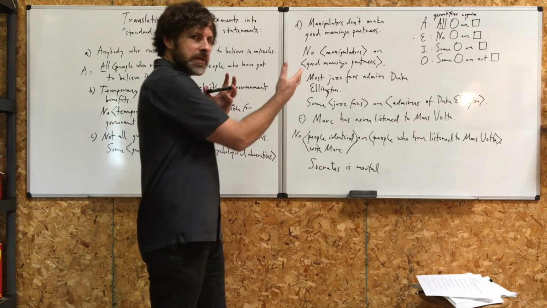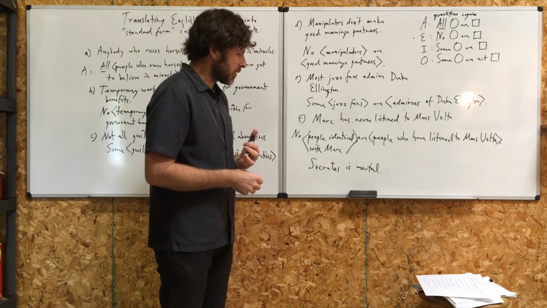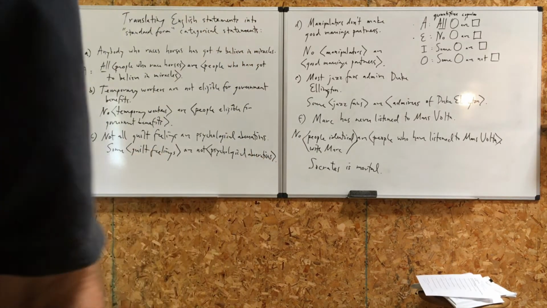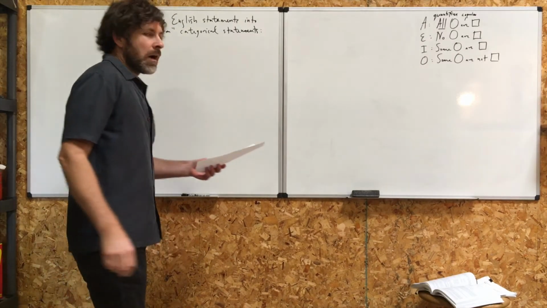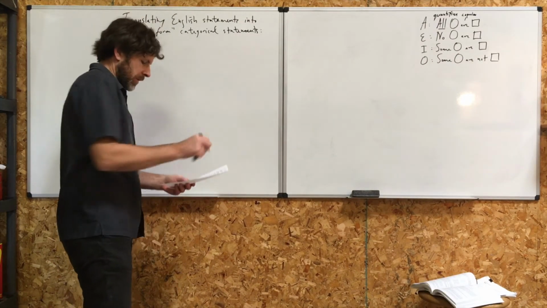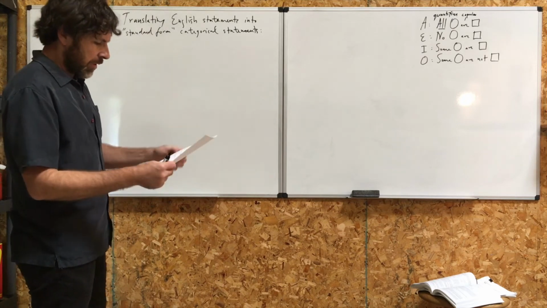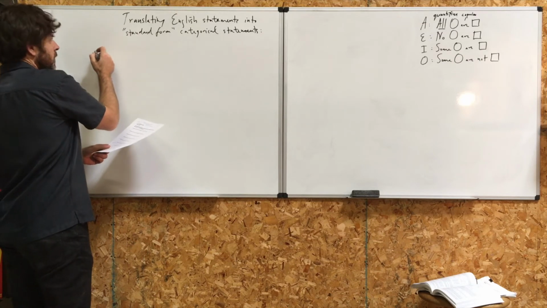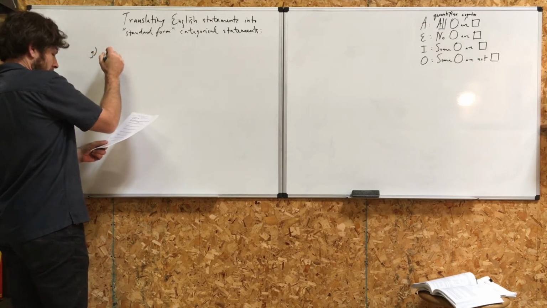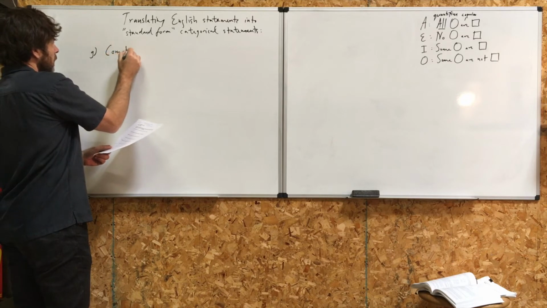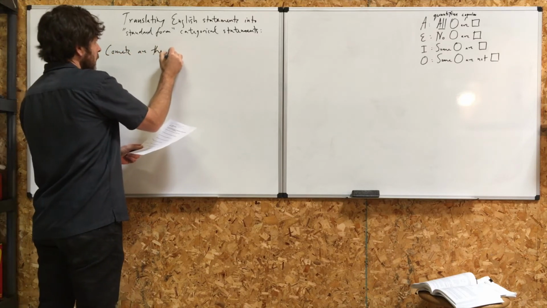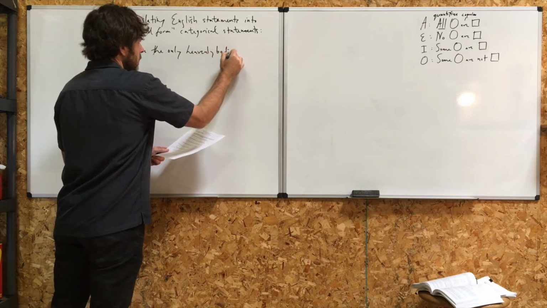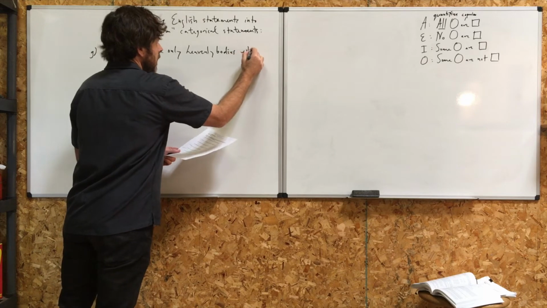Okay, I'm going to erase this and we'll continue with a few more. All right, so you get a really good idea. Let's do three more statements. Take this one. I guess this one's G, isn't it? Comets are the only heavenly bodies with tails.